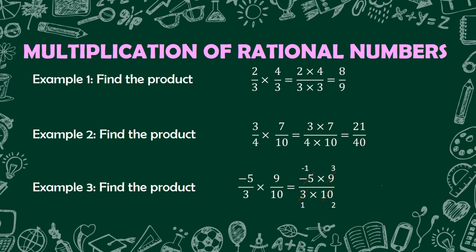Now, let us multiply the numerators and the denominators. We will have negative 1 times 3 is equal to negative 3. And 1 times 2, we have over 2. So, for our final answer, negative 3 over 2, we can still simplify this or change it into mixed numbers.